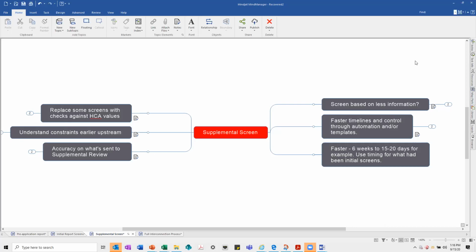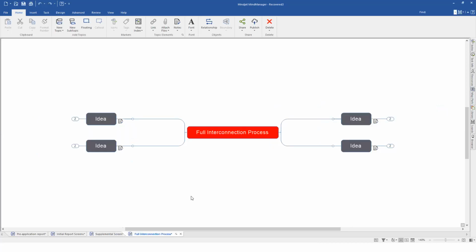Okay, we're down to about 15 minutes left. Any more ideas here before we move into the full interconnection process? So this is where you think about, from the very beginning to the very end.